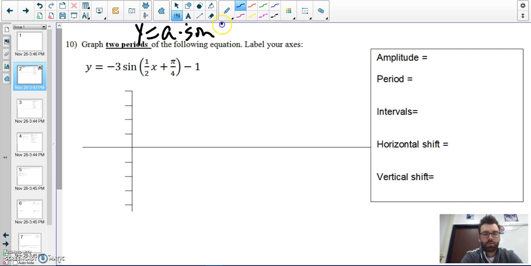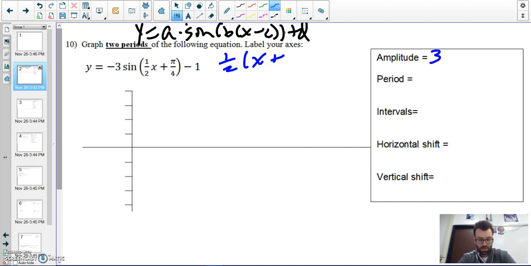This is our general form, b x minus c plus d. Remember our a represents our amplitude. So in this, the absolute value of a gives me 3. Here, the b value is not factored out, so I'm going to have to factor that out.